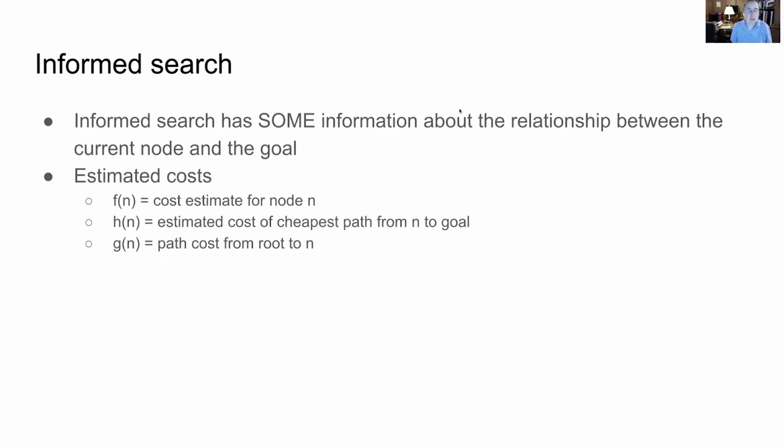So the informed search methods that we're going to talk about for this module, there are only going to be two of them. Then we'll talk about some more in the next module. First, we need to talk about what information they can use. We're going to introduce something called f of n, and f of n is the cost estimate for node n. It's what we use on that graph search to choose a node. So h of n is going to be the estimated cost of the cheapest path from n to the goal, and g of n is going to be the path cost from the root to n.